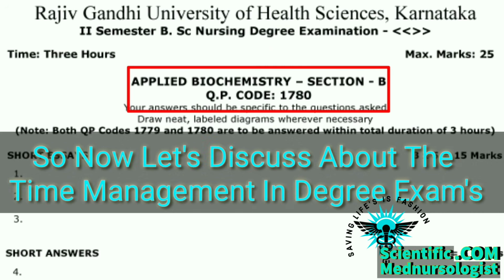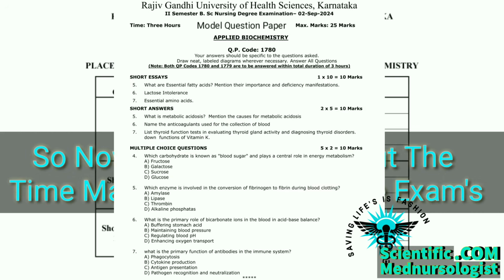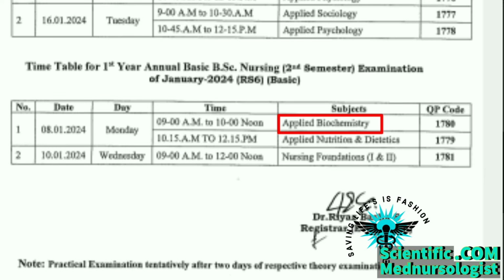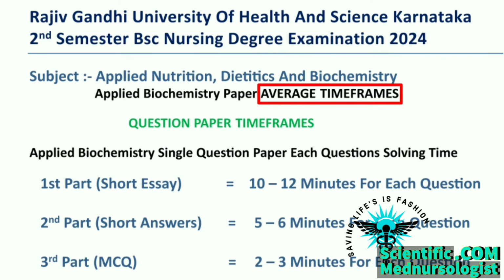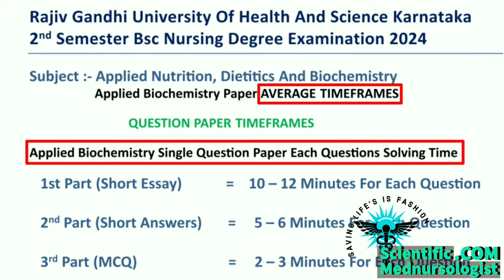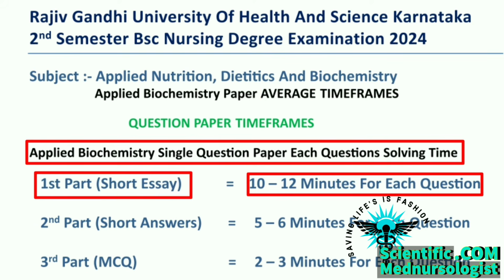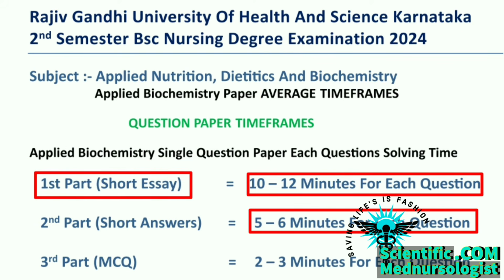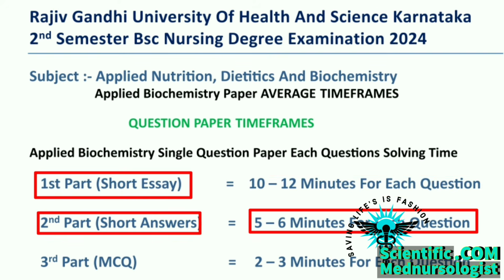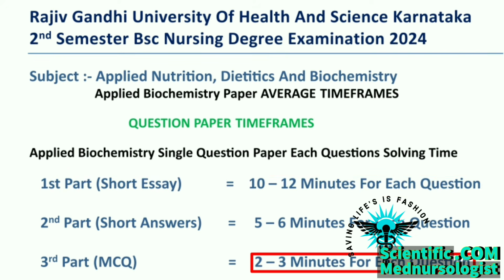So by the way, time management is very important, and the time to solve this biochemistry paper is already given in the timetable, that is 1 hour. So we have made average time frames for time management to solve this question paper: 10 to 12 minutes you should take to solve each 5 marks question, and 5 to 6 minutes to solve 2 marks questions, whereas 2 to 3 minutes you should take to solve each 1 mark question, that is the MCQ part. So these are the average time frames to solve this question paper according to 5 marks, 2 marks, 1 mark questions.